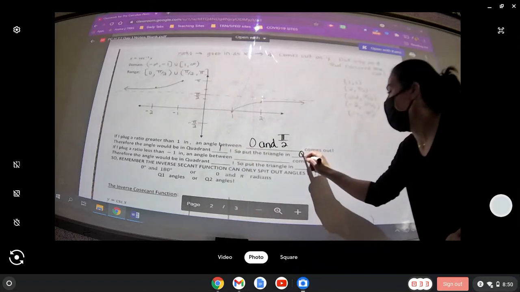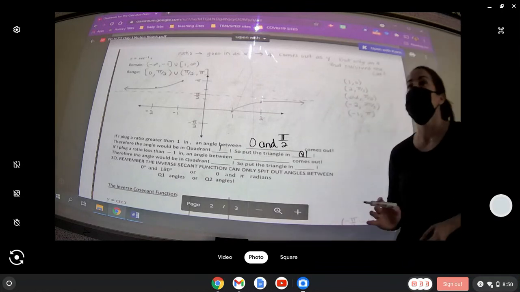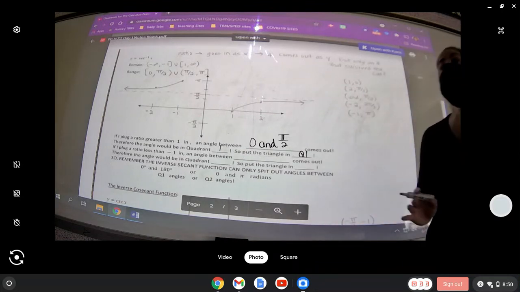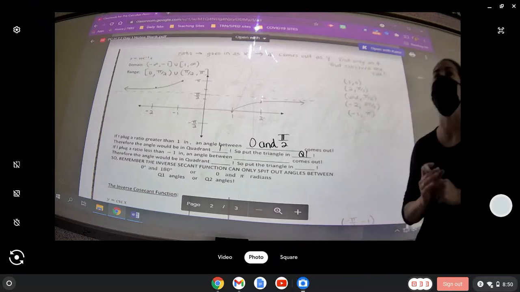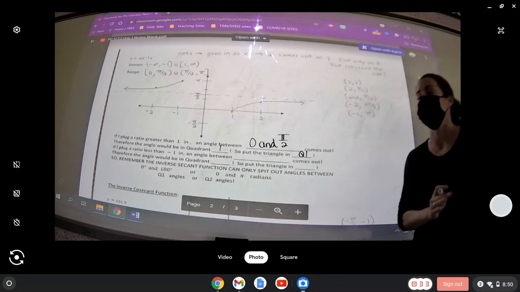So if you take the inverse secant of a positive ratio bigger than 1, it's going to spit out a quadrant 1 angle, just like the inverse cosine of a positive ratio spit out a quadrant 1 angle. So far he's behaving just like his original trig function.